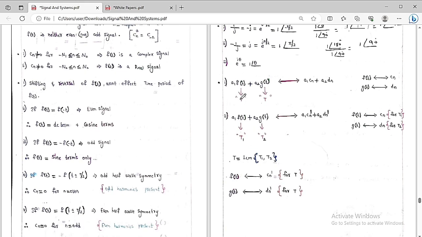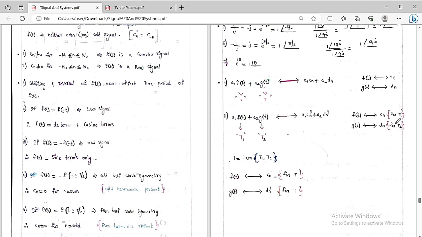Now suppose a1 into f of t plus a2 into g of t. Suppose f of t has the Fourier series coefficient Cn and g of t has the Fourier series coefficient Dn. Listen carefully. f of t has the Fourier series coefficient Cn defined on a period of T1, and g of t has the Fourier series coefficient Dn defined on a time period of T2. So these both are not the same.